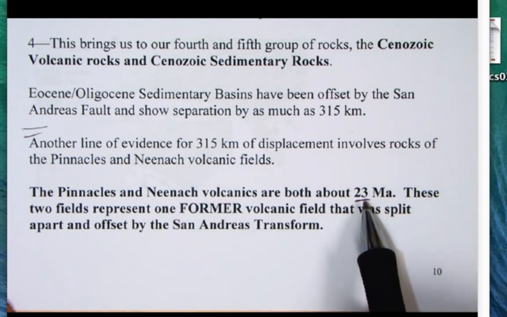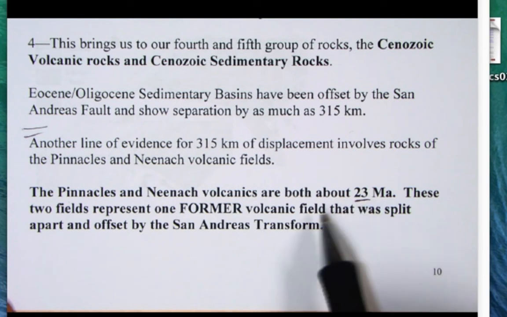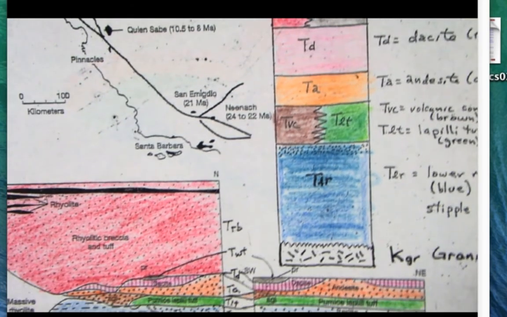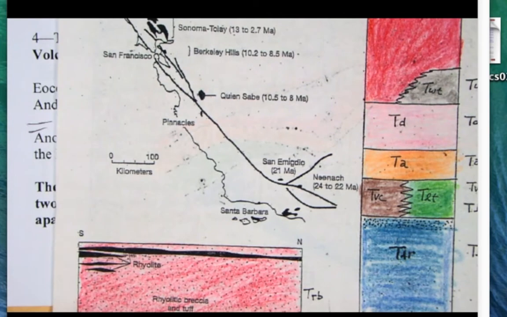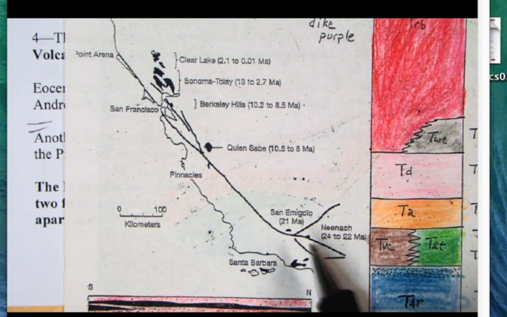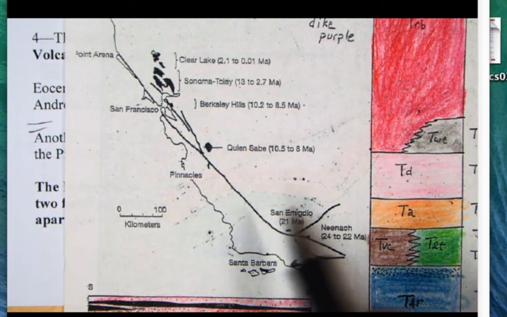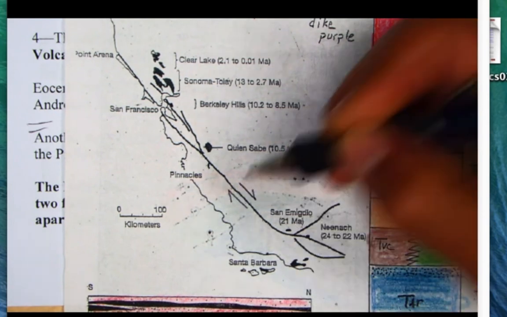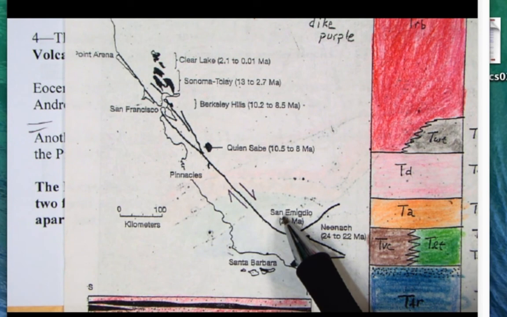So these two fields represent one former volcanic field that was split apart and offset by the San Andreas transform fault. In fact, I have a little diagram here I want to share with you. We'll look at the map first, and this is actually from your textbook. Down here in Southern California, note that this Enoch volcanic field is east of the San Andreas fault. This dark line right here is the San Andreas fault. Remember, there's movement going like this, so we'll show some half arrows like that, where the Pacific plate is moving north and the North American plate is moving south here.